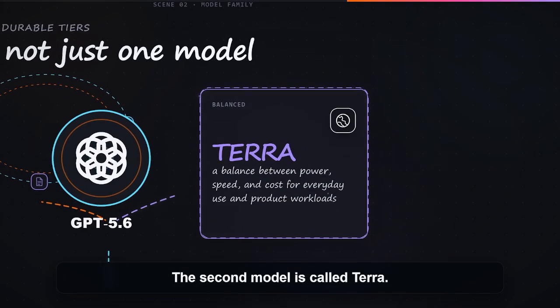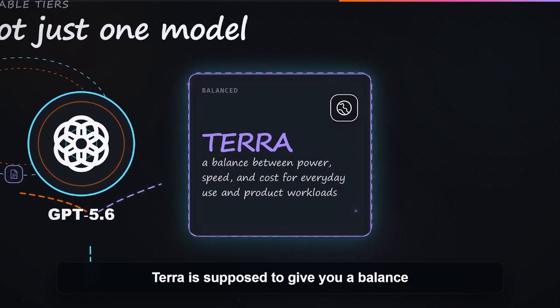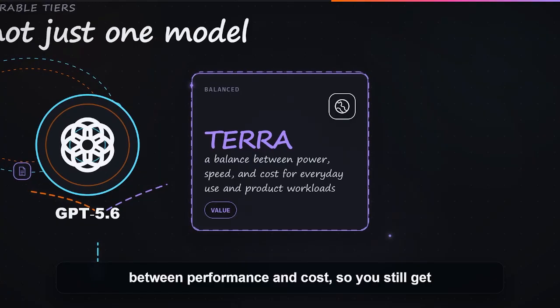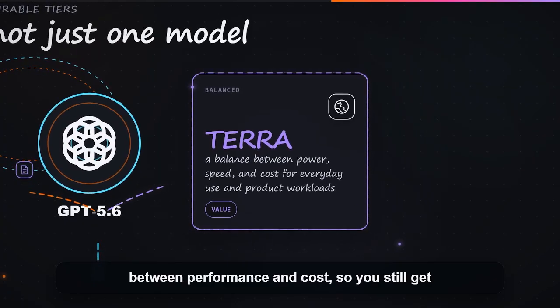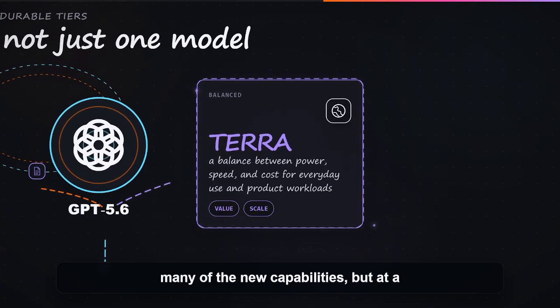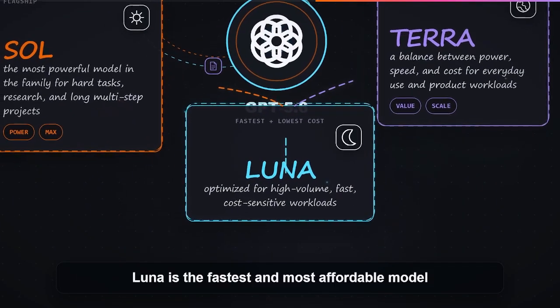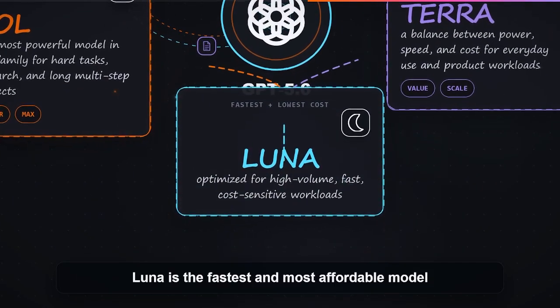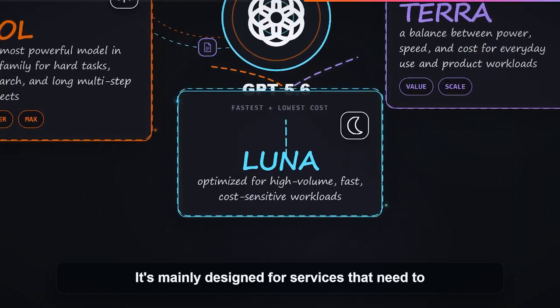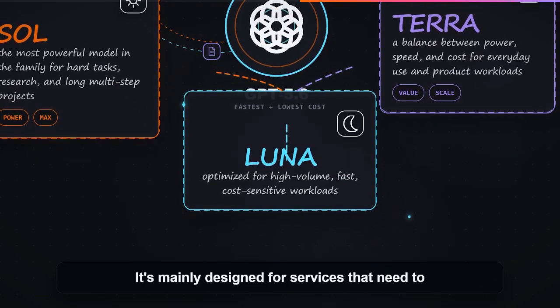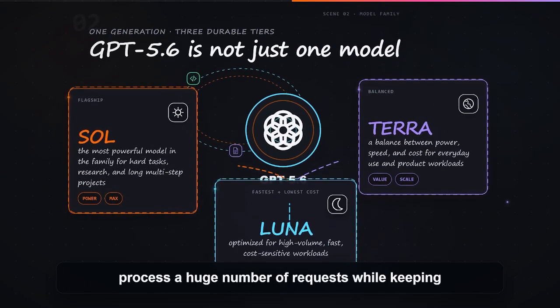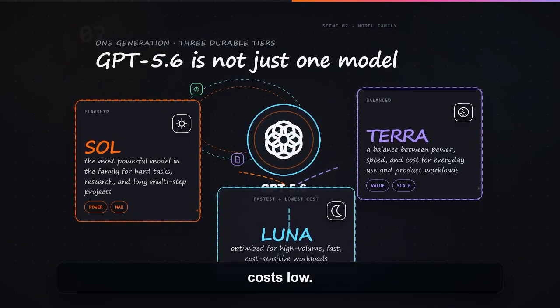The second model is called Terra. Terra is supposed to give you a balance between performance and cost, so you still get many of the new capabilities, but at a lower price. And the third model is Luna. Luna is the fastest and most affordable model in the family. It's mainly designed for services that need to process a huge number of requests while keeping costs low.